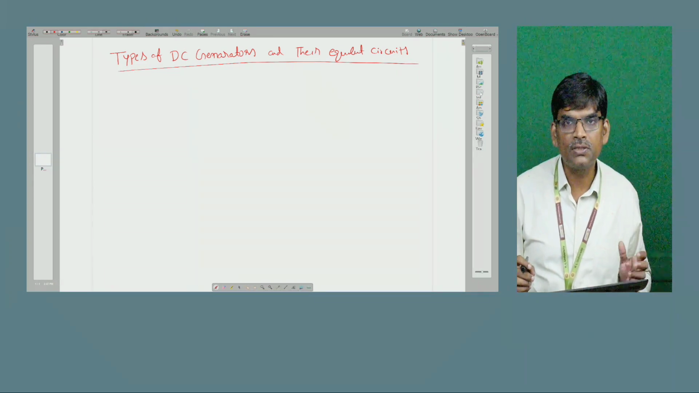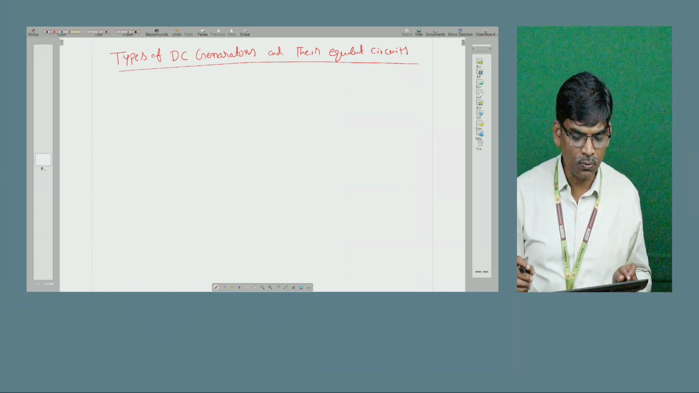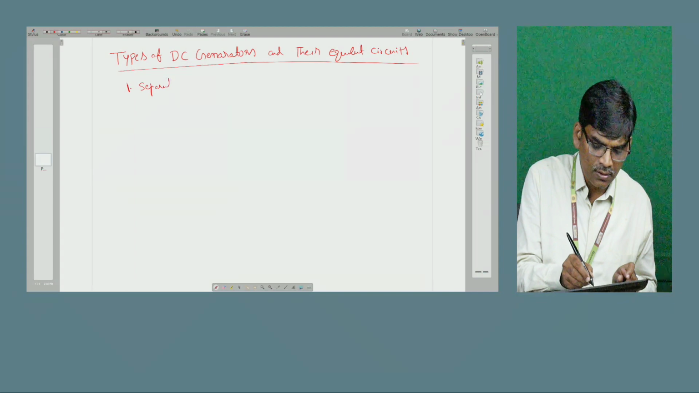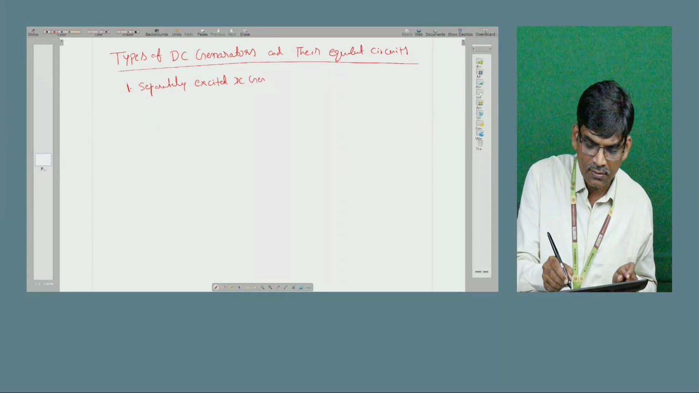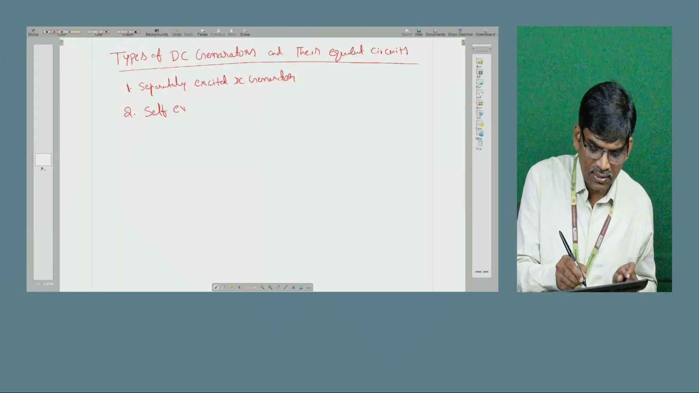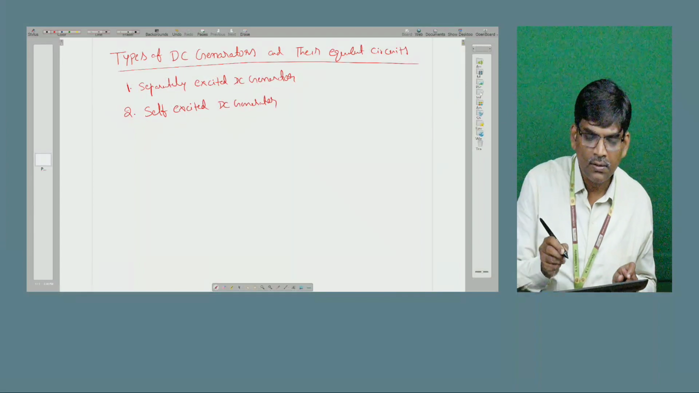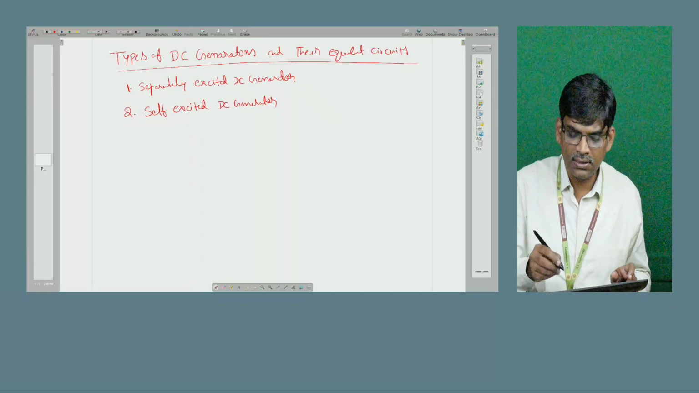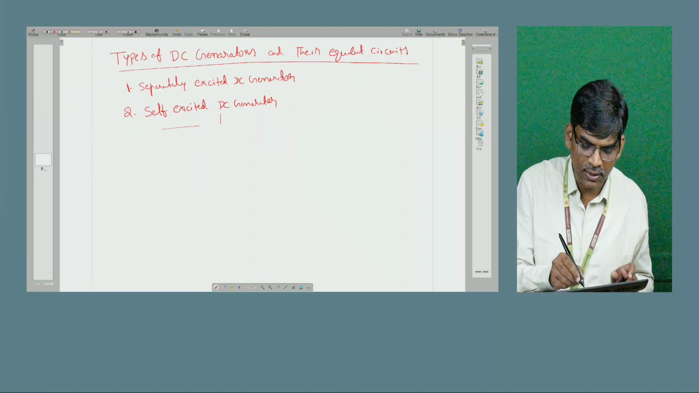Based on the field winding connections, DC generators may be classified into two types. One is called the separately excited DC generator. The second one is the self excited DC generator. In the self-excited DC generator, based on the connections, it may be classified into three types.